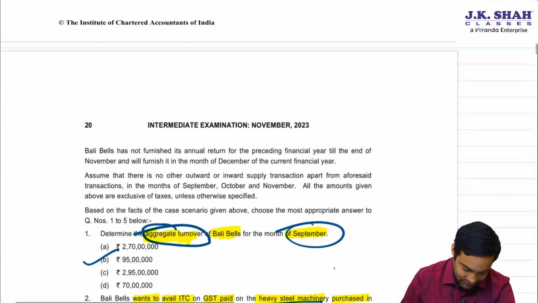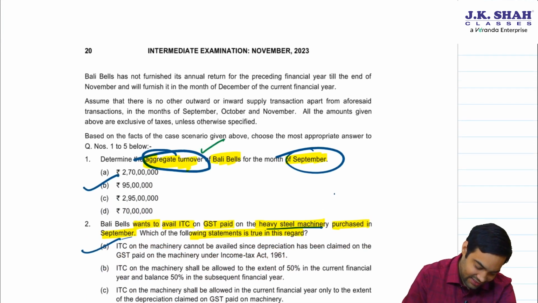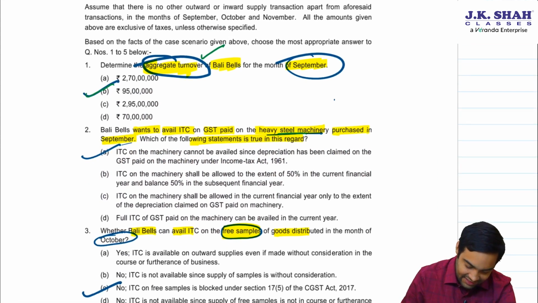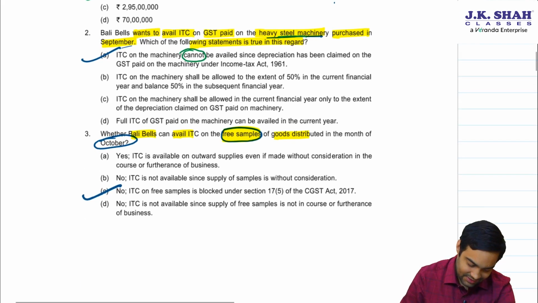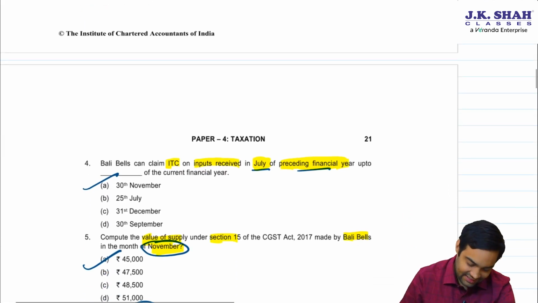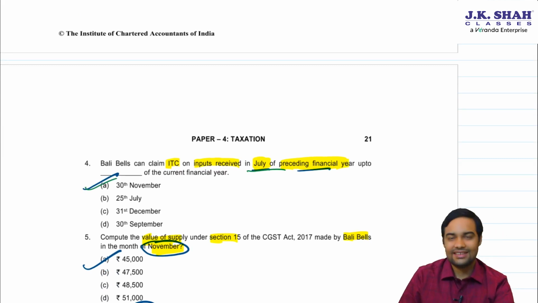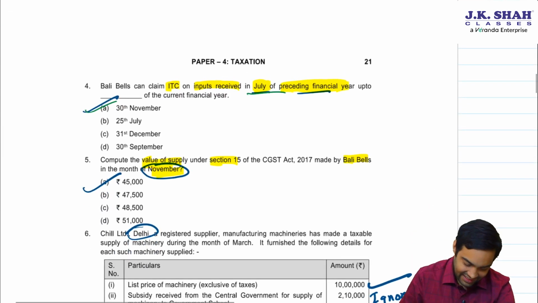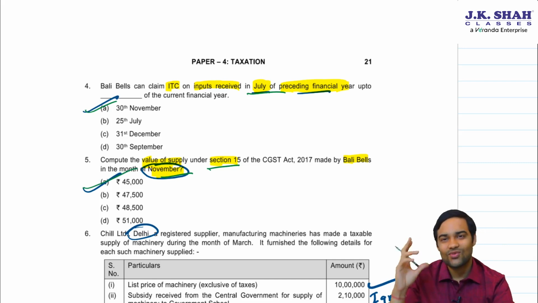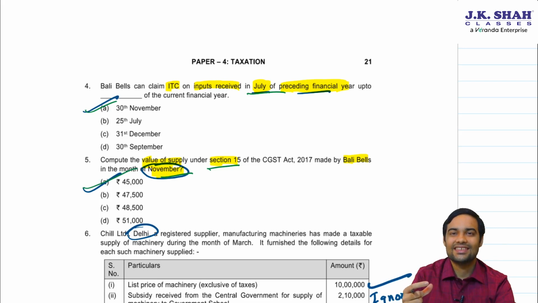Okay, so let's see the answers. First, aggregate turnover 95 lakh. We are clear with this. Heavy machine, can you claim ITC? No, you cannot claim ITC. Free samples, can you claim ITC? No, you will not be eligible for ITC. Block credit. Last date for availing ITC for July last year, 30th November. And value of supply for November month will be 45,000. So you'll quickly be able to solve it if you first read the questions and then approach the MCQ.